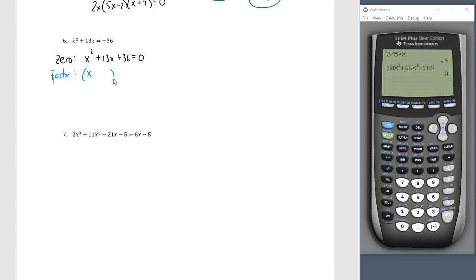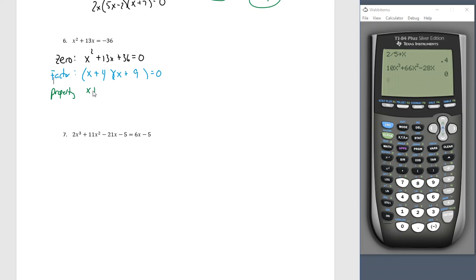To factor x squared, that'll be x times x. Two things that multiply to be a positive 36, because it's positive, they'll have the same sign. Because this is positive, they'll both be plus. Multiply to be 36, add to be 13. That seems like a 9 and 4 issue to me.